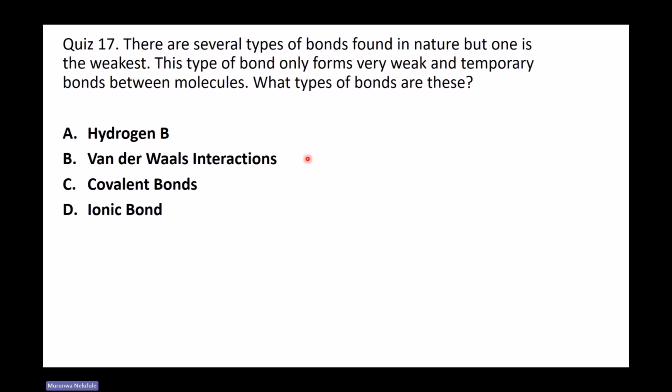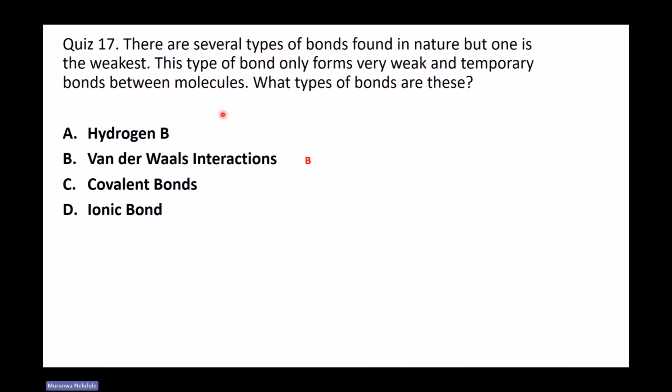What types of bonds are these? I think it's B, sir. Anybody else? I also think they are van der Waals interactions. B, van der Waals. Yes, you're correct. Van der Waals interactions are the weakest, found between molecules, formed from partial charges between molecules when they are close to one another.